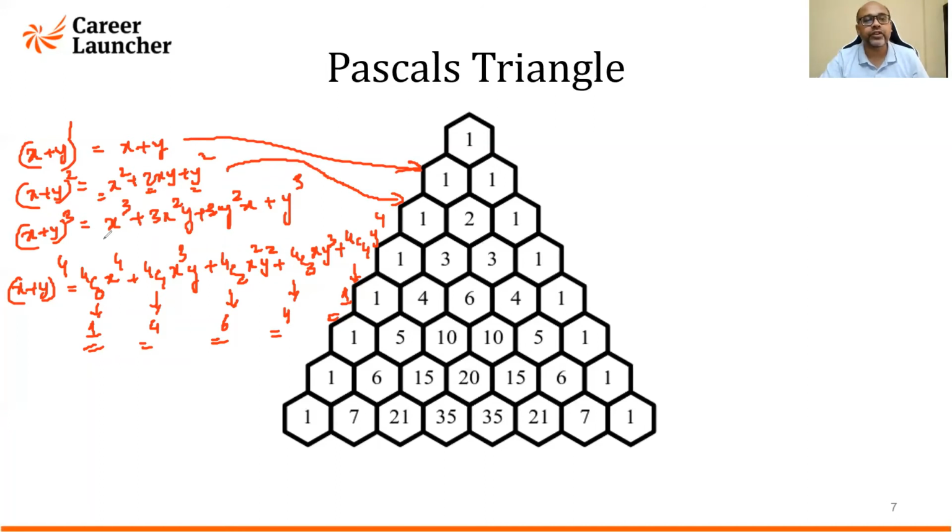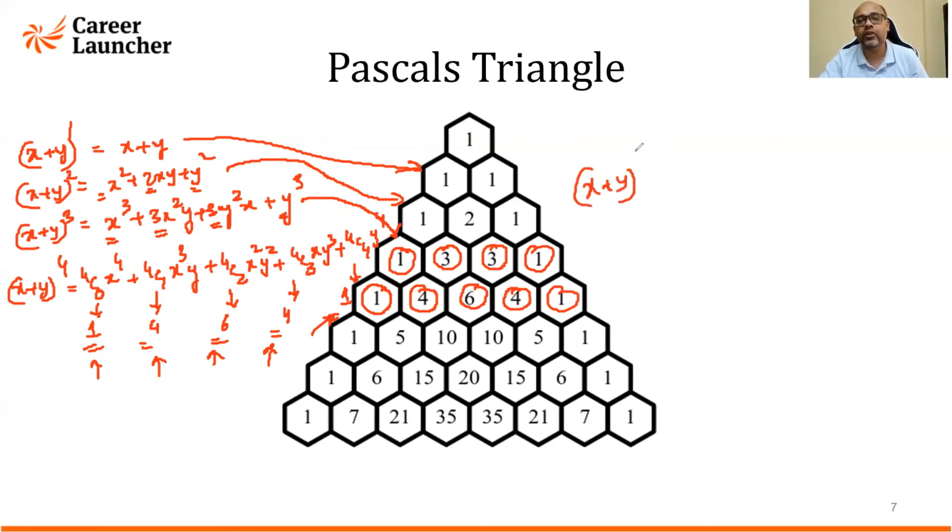The power 3 coefficients are here 1, 3, 3 and 1. You can see 1, 3, 3 and 1. Similarly, if you look at the power 4 coefficients, you can see 1, 4, 6, 4, 1. So if you remember this triangle, you can clearly write x plus y whole power 5 without too much calculation.